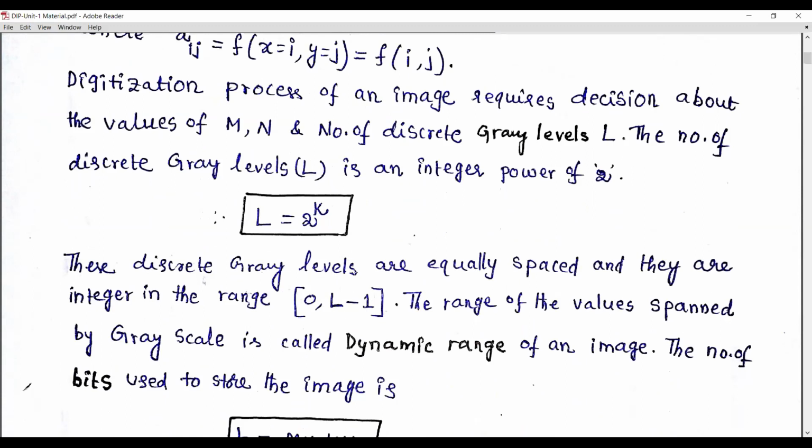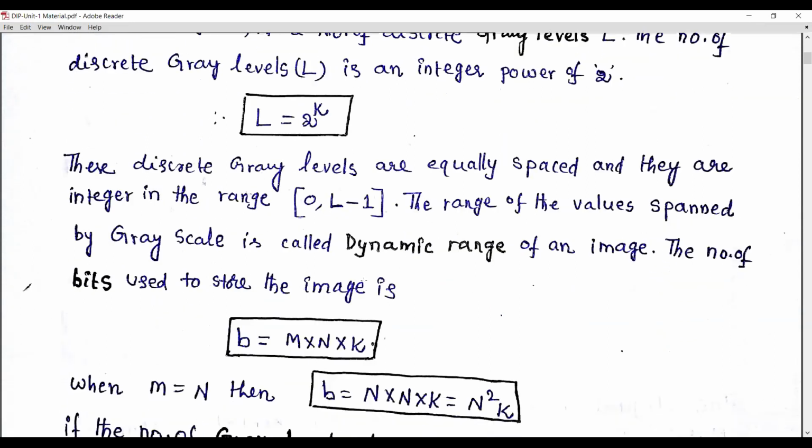For example, let us consider k equal to 3 bits. How many values do we have? k equal to 3 means L equal to 2 power 3, that is 8 gray levels. So the range of the 3-bit image is 0 to 7. There are 8 intensity levels present in the 3-bit input image. K equal to 4 has 16 intensity levels, then k equal to 5, k equal to 6. For example, k equal to 8 has 256 gray levels.